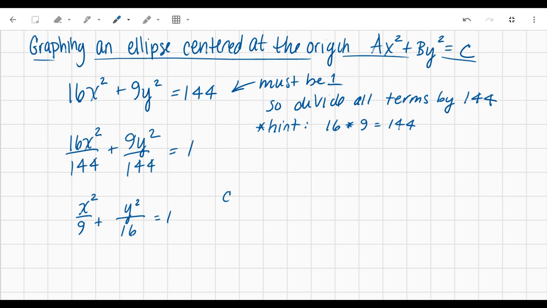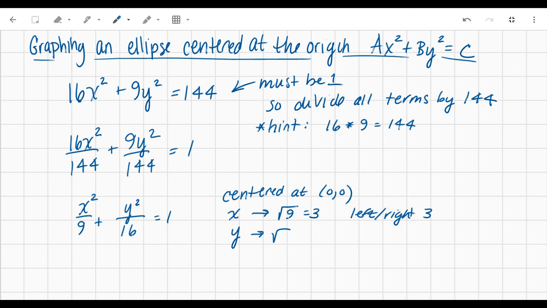All right, so this will be centered at 0, 0, and they already told you that. It's going to be centered at the origin. Okay, in the x direction, we want the square root of 9. So we'll go left, right, 3 from the center. Okay, under y, we've got 16. Square root of 16 is 4. So we'll go up, down, 4.